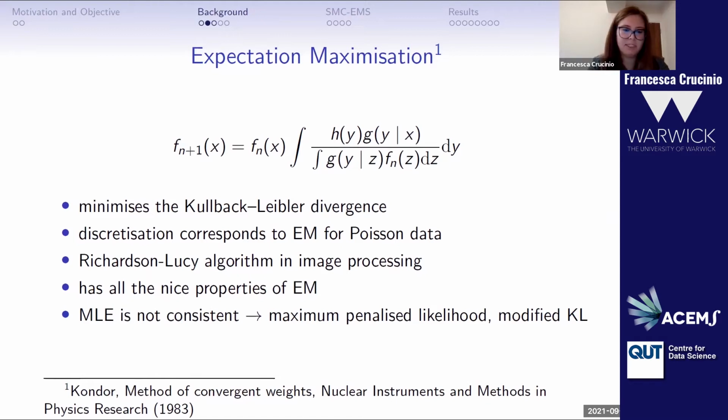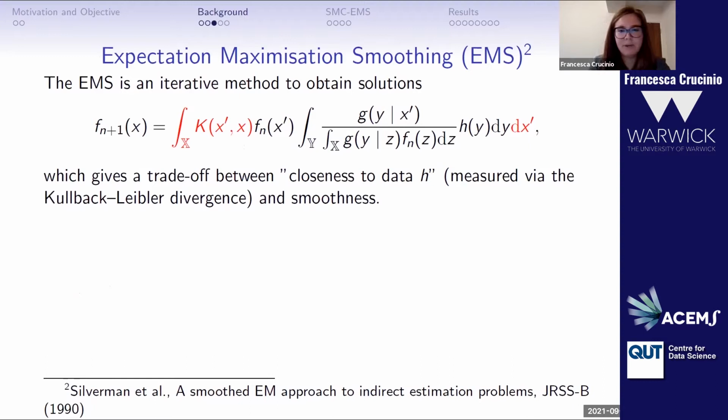So starting from this method proposed in the 80s, there were a lot of efforts to add penalization terms or modify this Kullback-Leibler divergence so that we can ensure smoothness of the resulting estimator. Among all the options, and there are really a lot, we focused on the expectation maximization smoothing, which is a very simple variant of the EM. The only difference is that once we have the iterate at time n, which is given in black over here, we add one step to the expectation maximization. This step is a smoothing step, basically given by convolving our current approximation with a smoothing kernel, which is given in red.